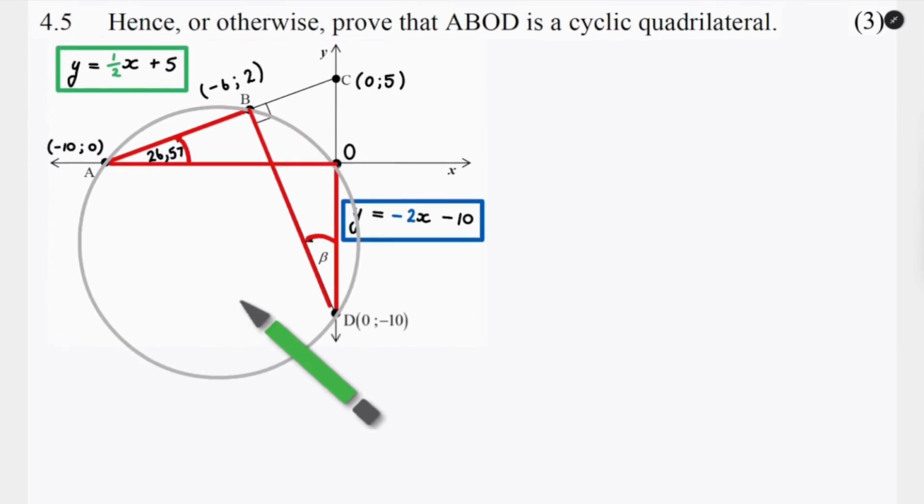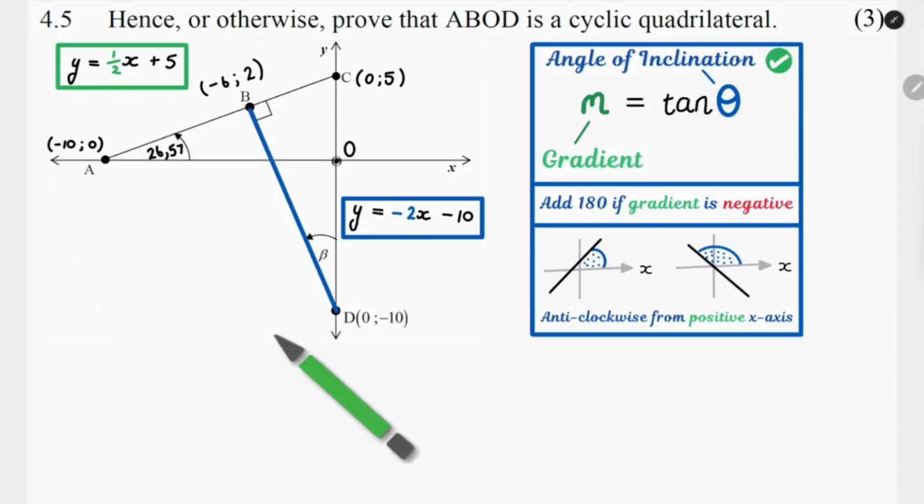So let's see how we're going to do that. We're going to need to get beta, so we're going to make use of our angle of inclination formula. So let's have a look at our formula. We've seen it before, gradient equals tan theta. So if I look at the blue line, my angle of inclination, I find the x-intercept, go a little bit right, and then anti-clockwise. That will be the angle of inclination for the blue line. So let's go ahead and get it quickly. We're going to use that to get beta later.